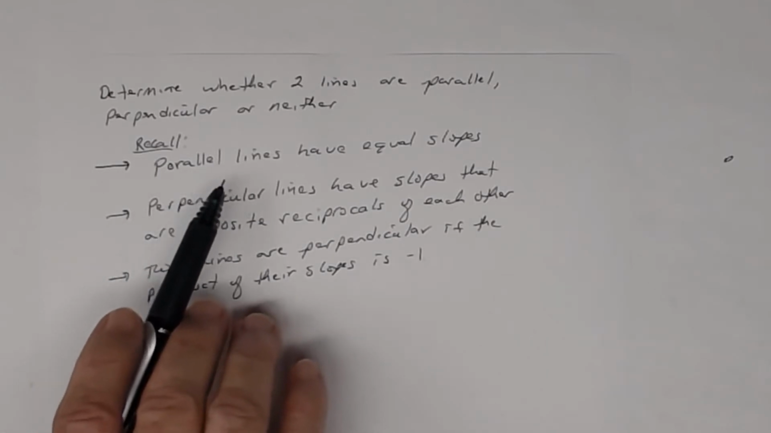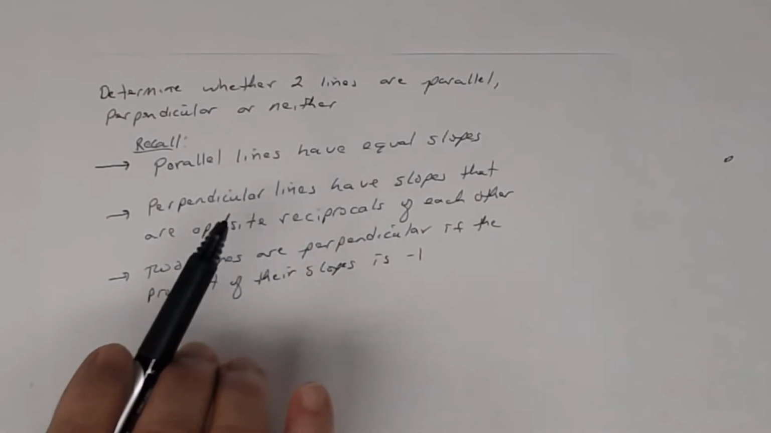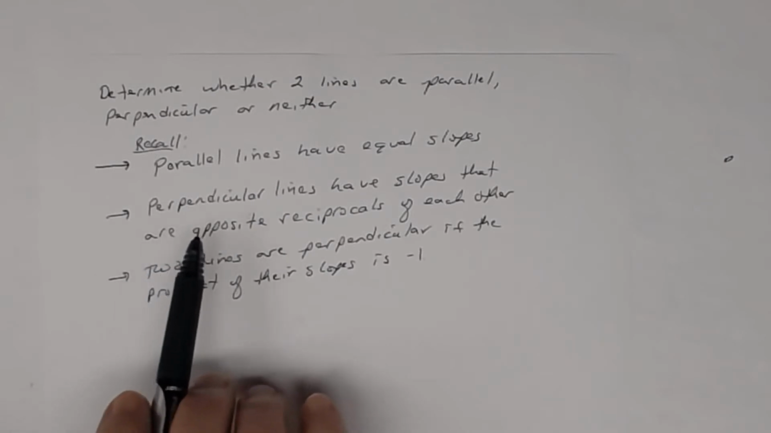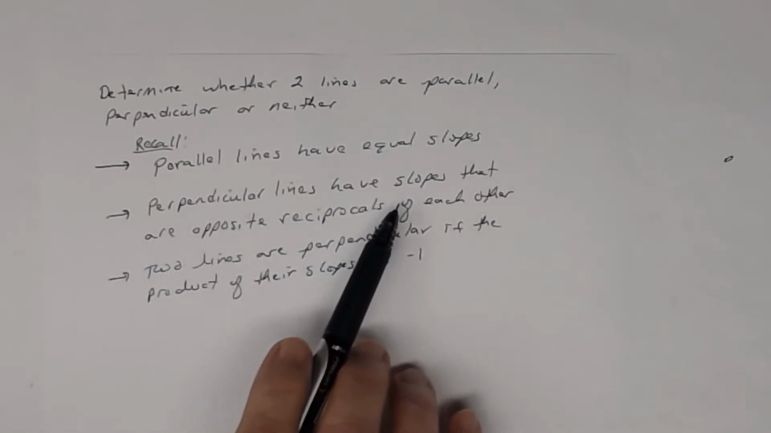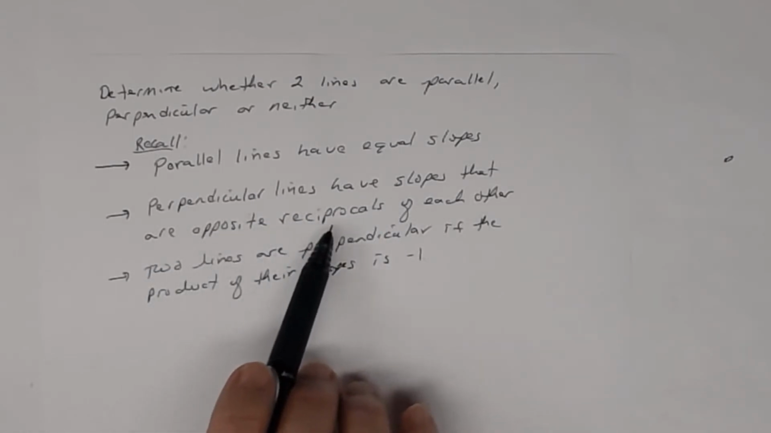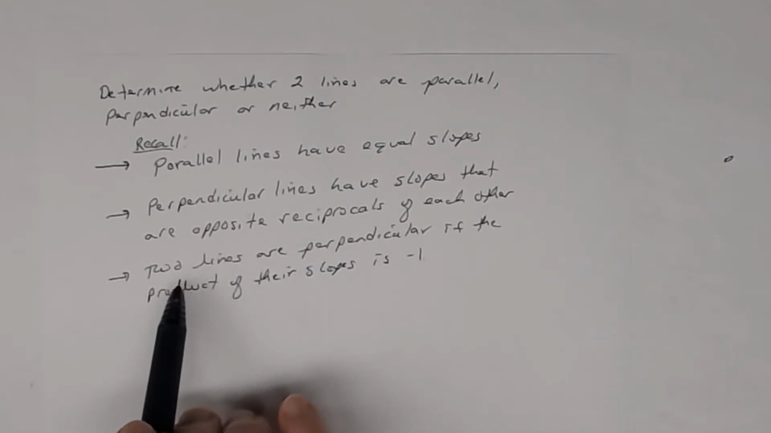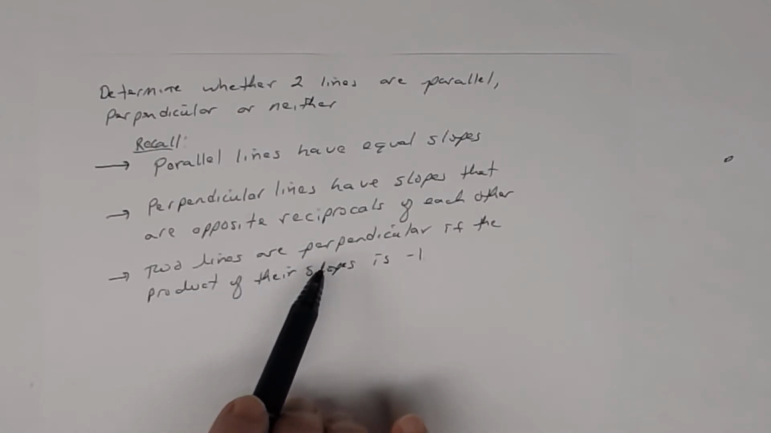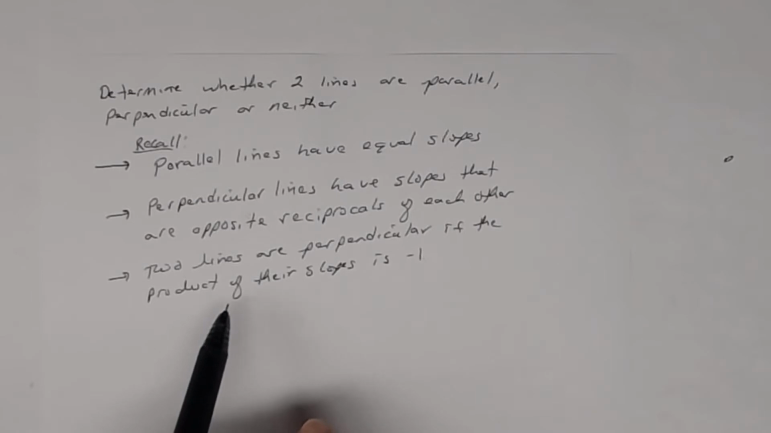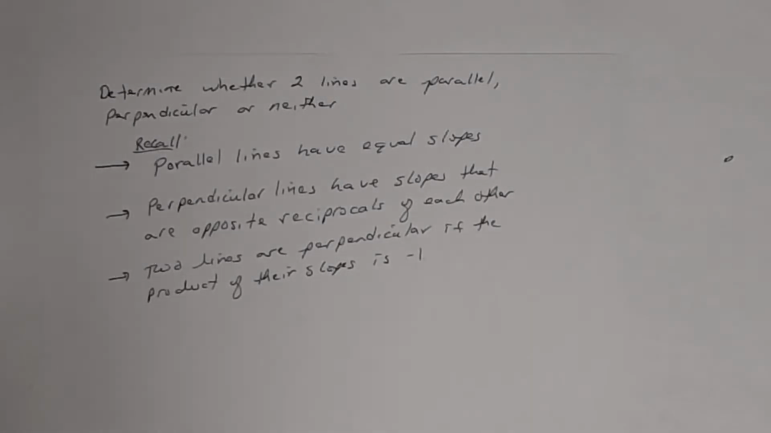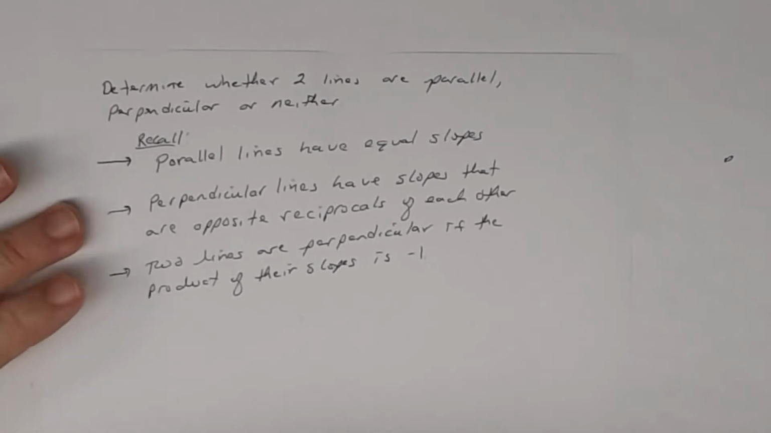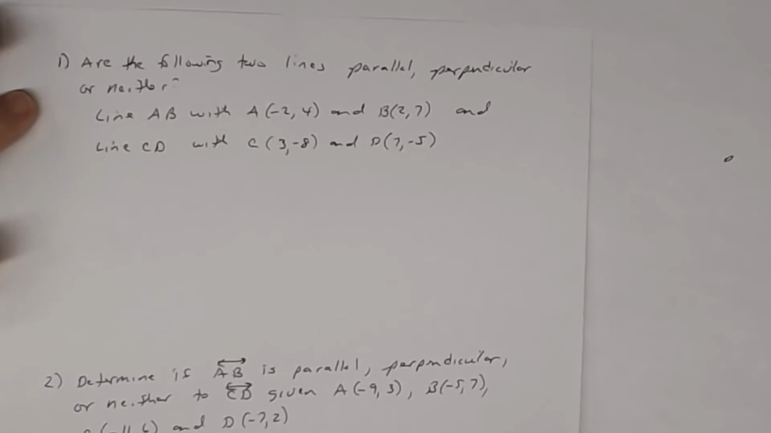So we know that parallel lines have the same slope, equal slopes. We know that perpendicular lines have slopes that are opposite reciprocals of each other. And we also know that two lines are perpendicular if the product of their slopes is -1. Okay, so let's look at some problems, how this is going to look in this lesson. It'll look something like number 1.